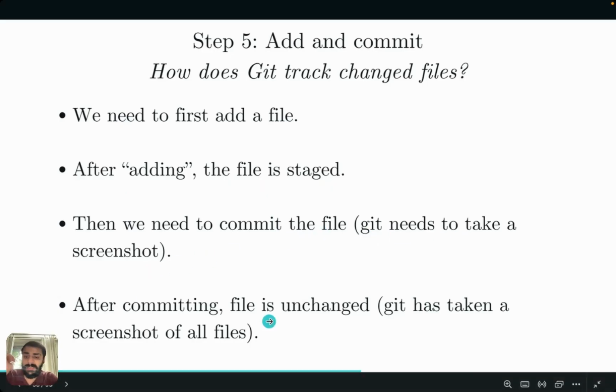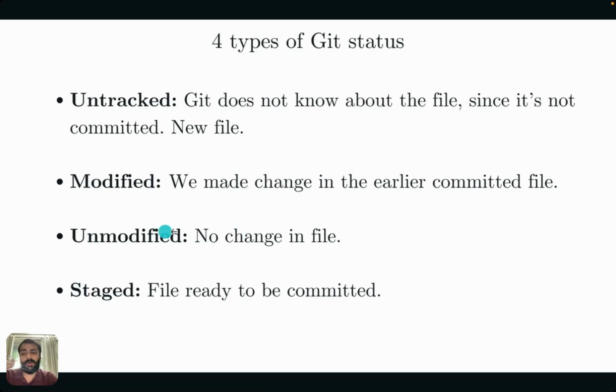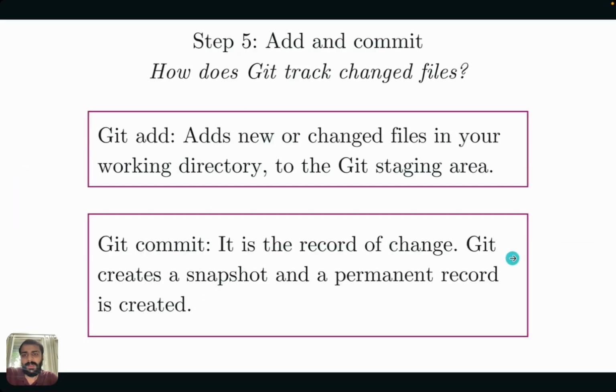And after committing the file, the file is unchanged, which means that the status of the file again becomes unmodified, because now Git maintains a full track. All is good, and Git is aware of everything that is going on and is tracking it. So we'll learn about two types of commands in this step number 5.